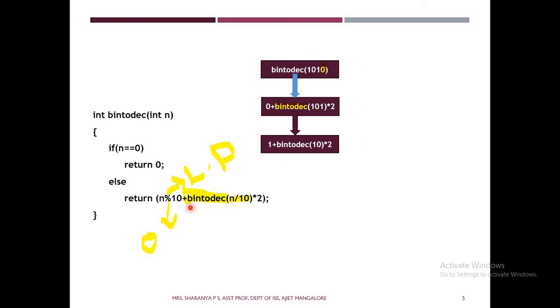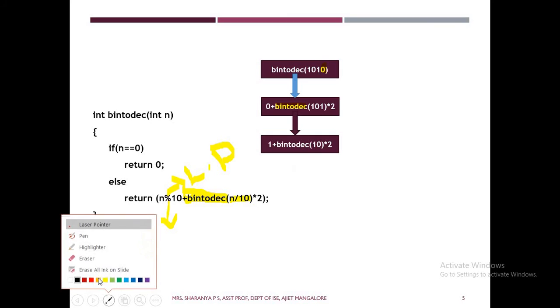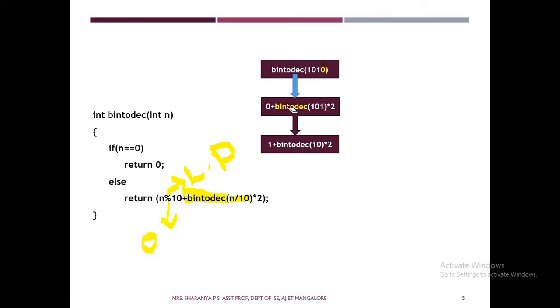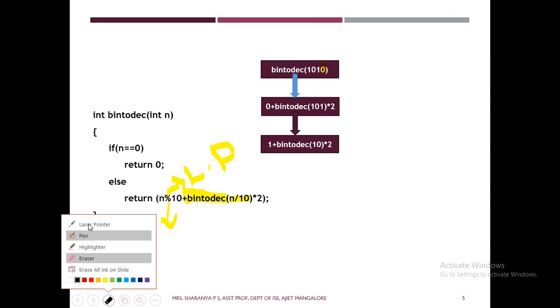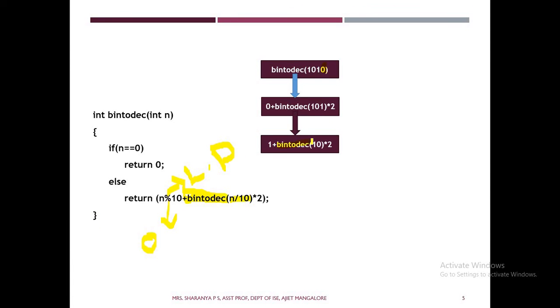And now once again it calls binary to decimal with the n value, which is 101 divided by 10, which will yield the value 10, and into 2. This is how the next step is obtained. Next, we could observe that there is once again a recursive function binary to decimal. So it is going to call this same binary to decimal function with the value 10.